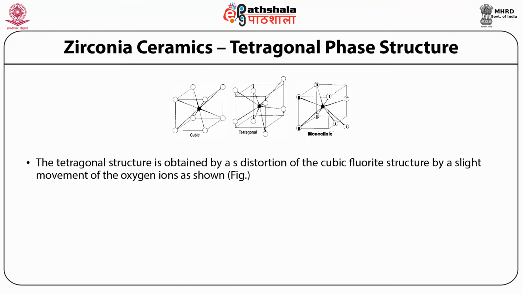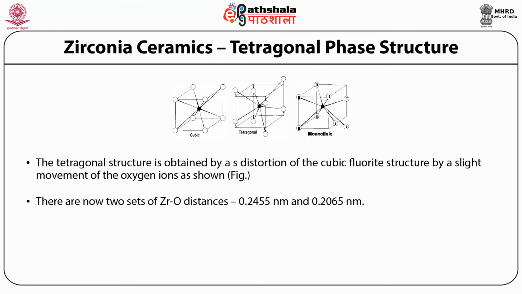The tetragonal structure is obtained with a slight distortion of the cubic fluoride structure by a slight movement of the oxygen, which you all can see in this figure. Each set has two molecules with two sets of zirconium oxide distances of 0.2455 nanometers and 0.2065 nanometers.